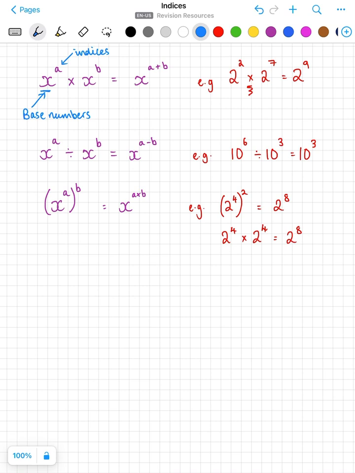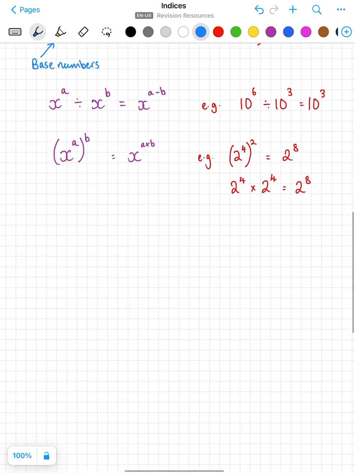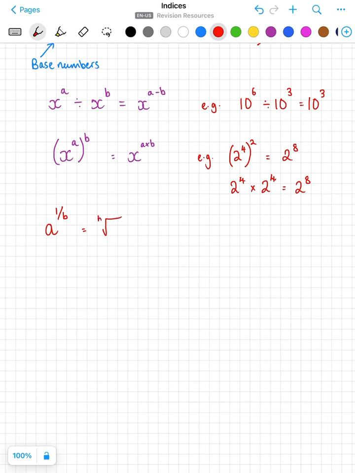Then looking at algebraic indices and our basic indice rules. So first let's start with a to the power of 1 over b. So now we're looking at fractional indices. We root whatever the denominator is. Example being 49 to the power of 1/2. The denominator is 2, so we are square rooting 49, which is 7. Another example, 8 to the power of 1/3. The denominator of our fractional indice is 3, so we are cube rooting 8, which is 2.